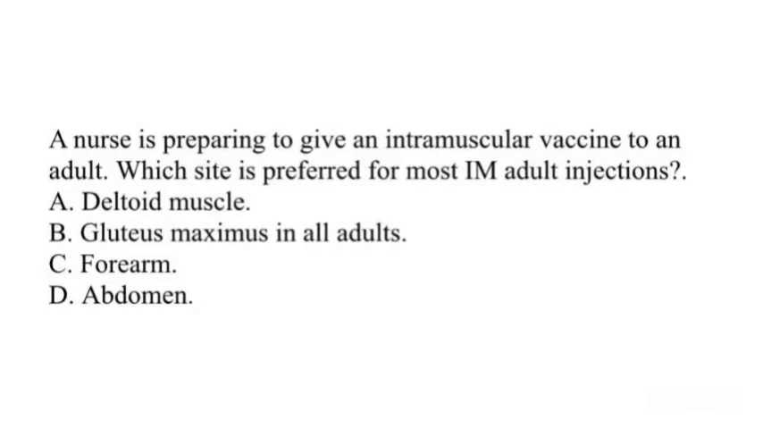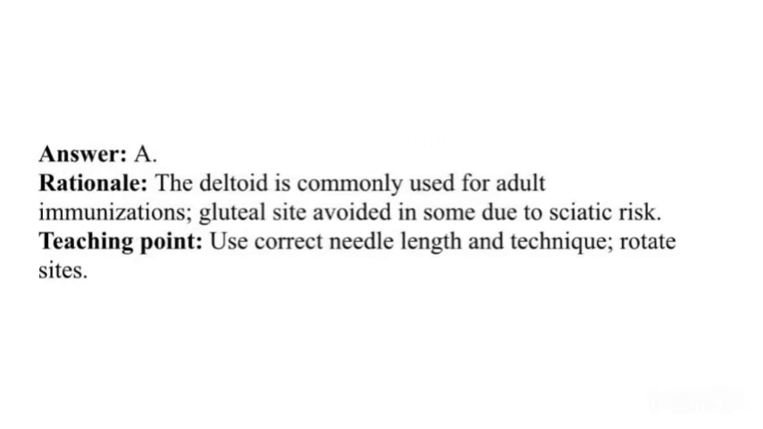A nurse is preparing to give an intramuscular vaccine to an adult. Which site is preferred for most IM adult injections? A. Deltoid muscle. B. Gluteus maximus in all adults. C. Forearm. D. Abdomen. Answer: A.